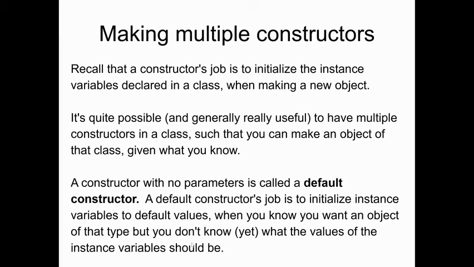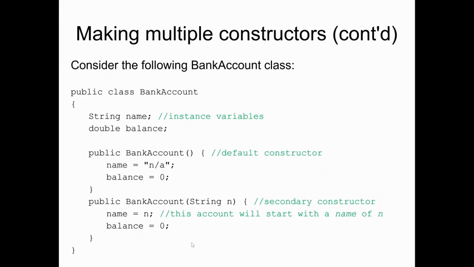Making multiple constructors. Recall that a constructor's job is to initialize the instance variables declared in a class. When making a new object, it's quite possible and generally really useful to have multiple constructors in a class, such that you can make an object of that class given what you know. A constructor with no parameters is called a default constructor. A default constructor's job is to initialize instance variables to default values, when you know you want an object of that type, but you don't know yet what the values of the instance variables should be.